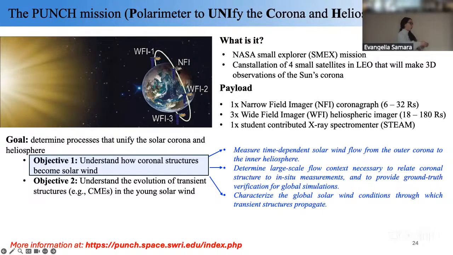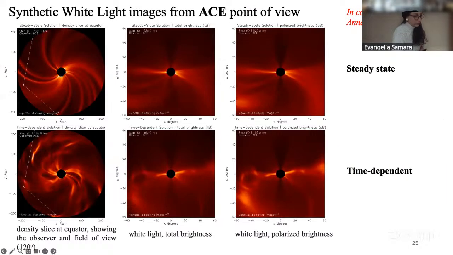So before we get the data from the mission, we wanted to understand from the modeling point of view, if we create fake polarized images, for example, what are we going to see there? Can we explain what we see there, at least from the modeling point of view at first?